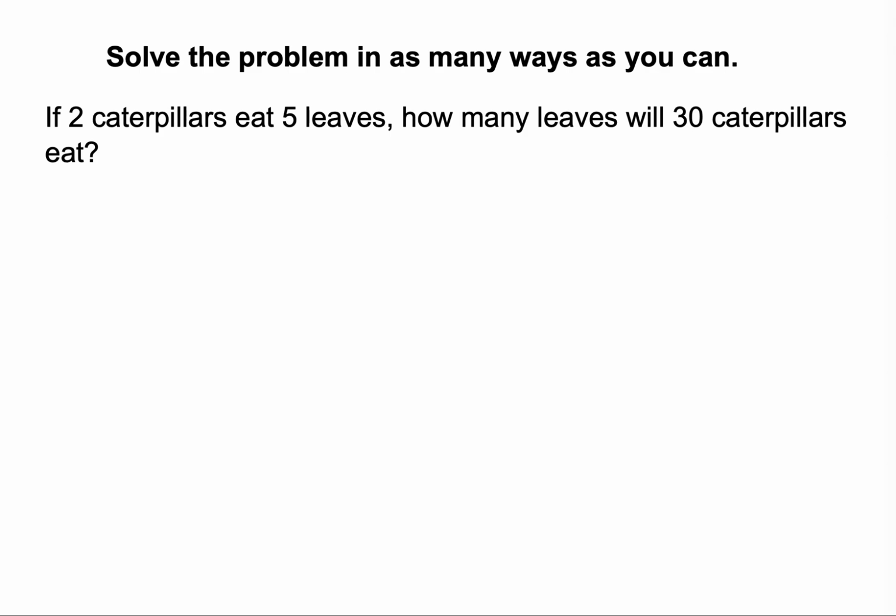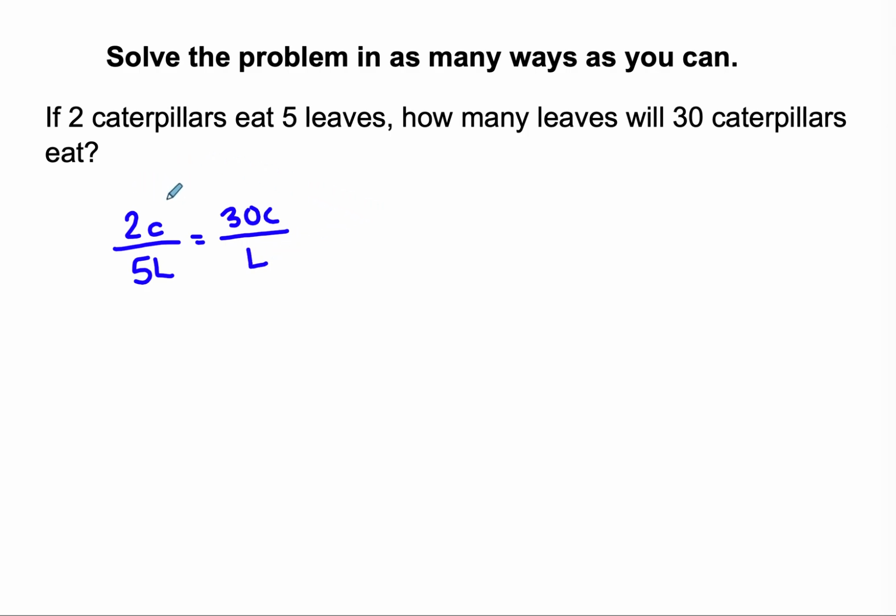Okay, so let's solve it. One way to do it is to write a proportion. So 2 caterpillars for 5 leaves. And we want to know for 30 caterpillars how many leaves. I'm going to use that one.